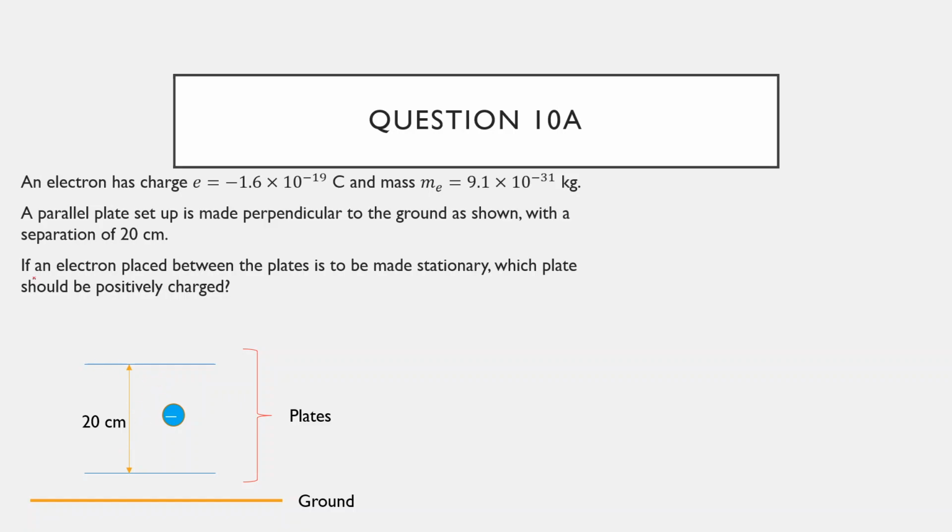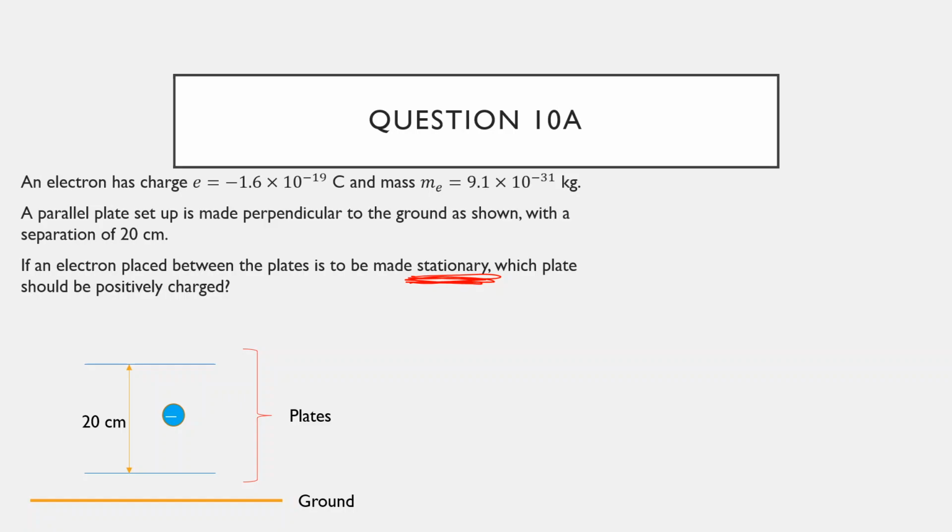Question is though, if an electron placed between the plates is to be made stationary, it's not moving, which plate should be positively charged? How do you even approach a question like this? What is it even talking about? Well, the hint here is it's talking about this electron being stationary. Now the ground here is significant. That means gravity is playing a role. We need to know which direction down is.